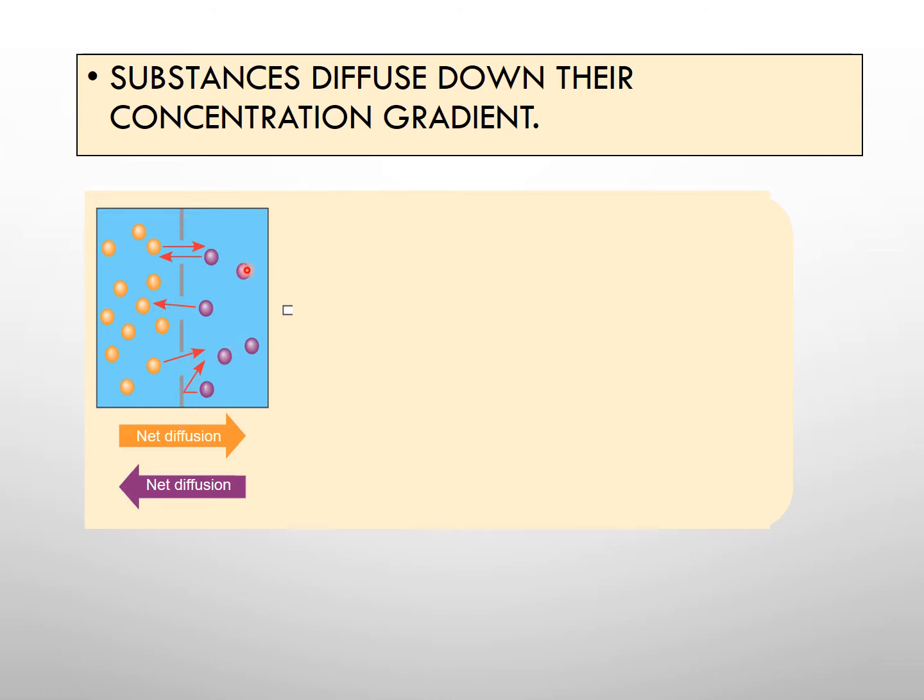Purple balls we could consider independently. They are at high concentration on the right-hand side and a low concentration on the other. And because substances diffuse down their concentration gradient, they're going to move from high to low concentration.